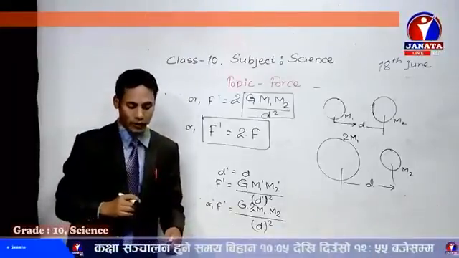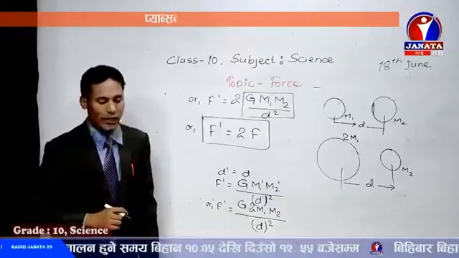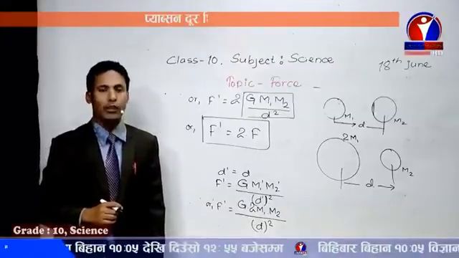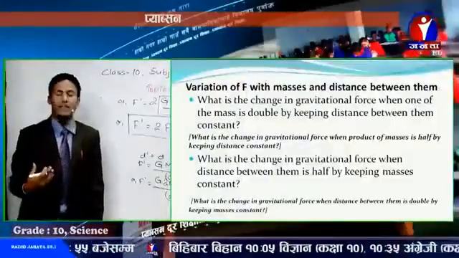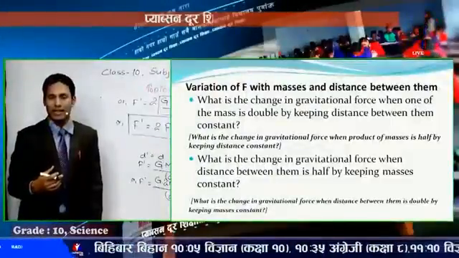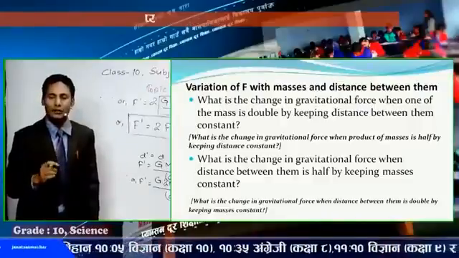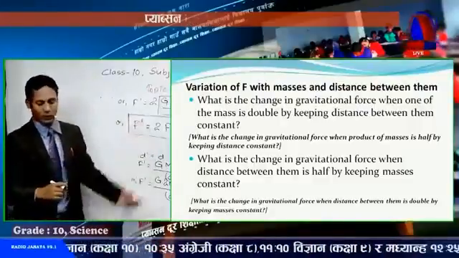So here is another question in the slide. What is the change in the gravitational force when the product of mass is halved, keeping the distance constant? That is an assignment. Please try to solve it as it is, whatever we have done just now.